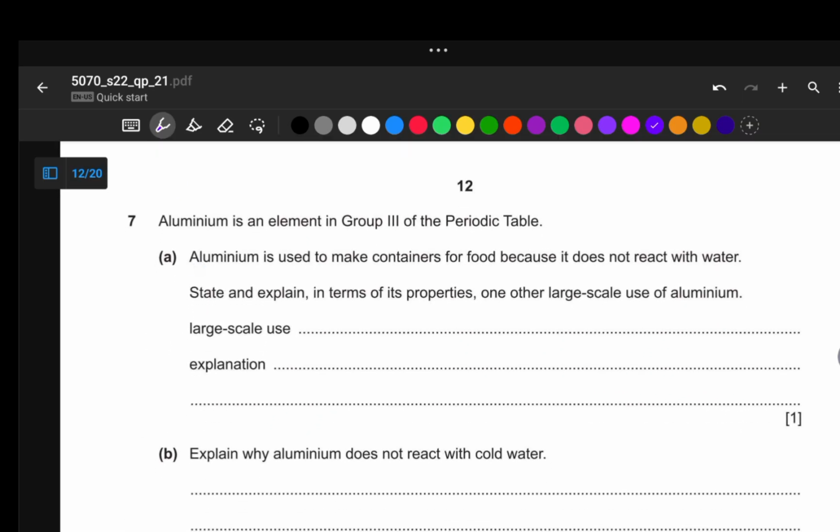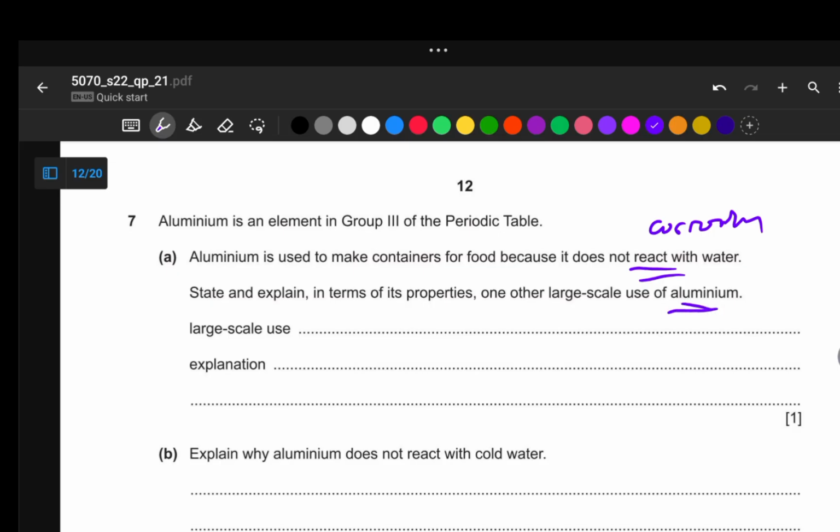So number 7 says aluminium is an element in group 3 of the periodic table. Aluminium is used to make containers of food because it doesn't react with water. In other words, we are saying it resists corrosion, right? We are going to explain this when we are dealing with A-level chemistry in terms of periodicity, right? So state and explain in terms of properties other larger scale uses of aluminium.